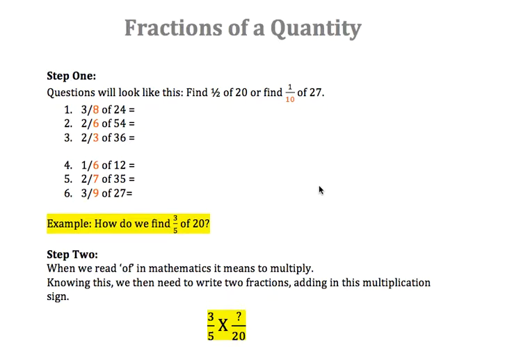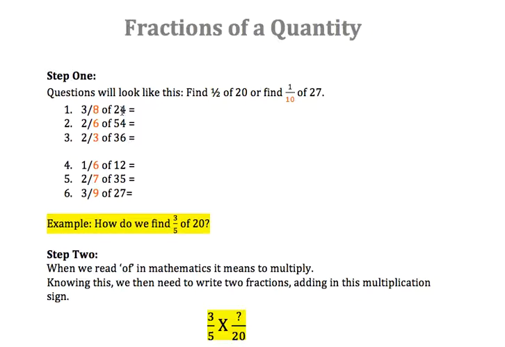In this math video, we're going to be learning about how we can find the fraction of a quantity. To begin with, I am going to show you a really easy way to do this, and then I'm going to explain the thinking behind it, what's actually happening. The questions to find a fraction of a quantity are going to look like this. It might say find 1/2 of 20, or it might say find 1/10 of 27.